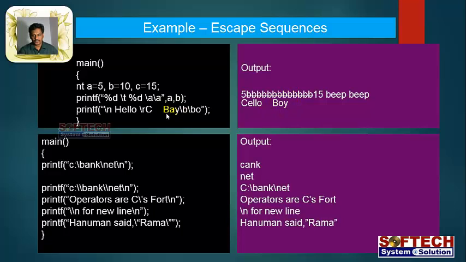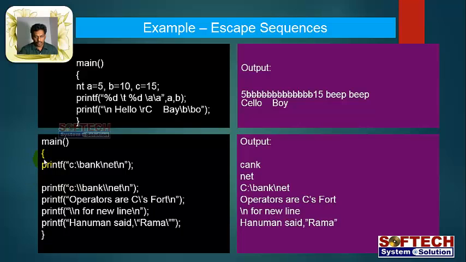The first time it displays BAY. The first \b, the cursor goes to Y. The next \b, the cursor goes to A. Then we print O on that position. The A is replaced by O. The new word is BOY. So \b is for backspace.